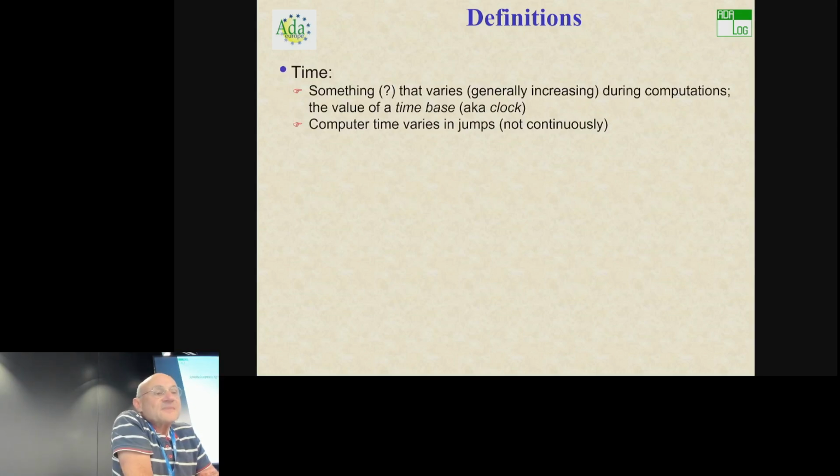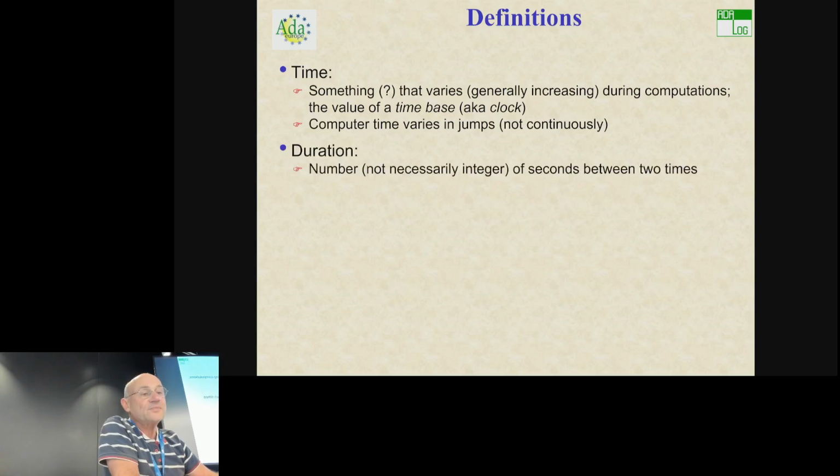Some definitions. What is time? Difficult to define actually. Well, it's something that varies during computation, and that's almost all you can tell. It's the value returned by what is officially called a time base or a clock. So you ask, what time is it? And the answer of a clock is time. Note that for computers, time is not continuous. In general, you have jumps, and a clock stays at a certain time and then jumps to a different time. On the other hand, a duration is a certain interval of time between two times. It's a number of seconds between two times, not necessarily integer, of course.